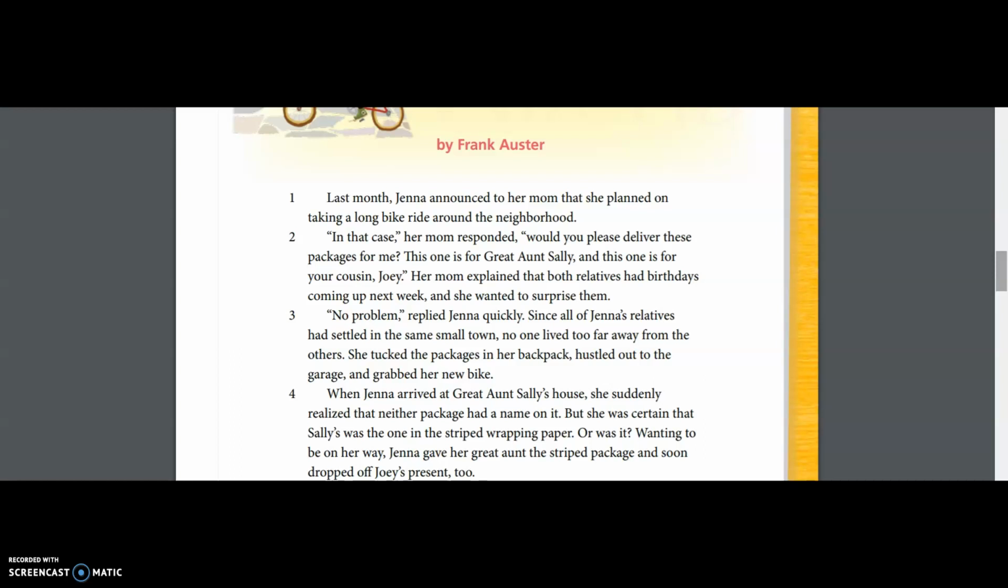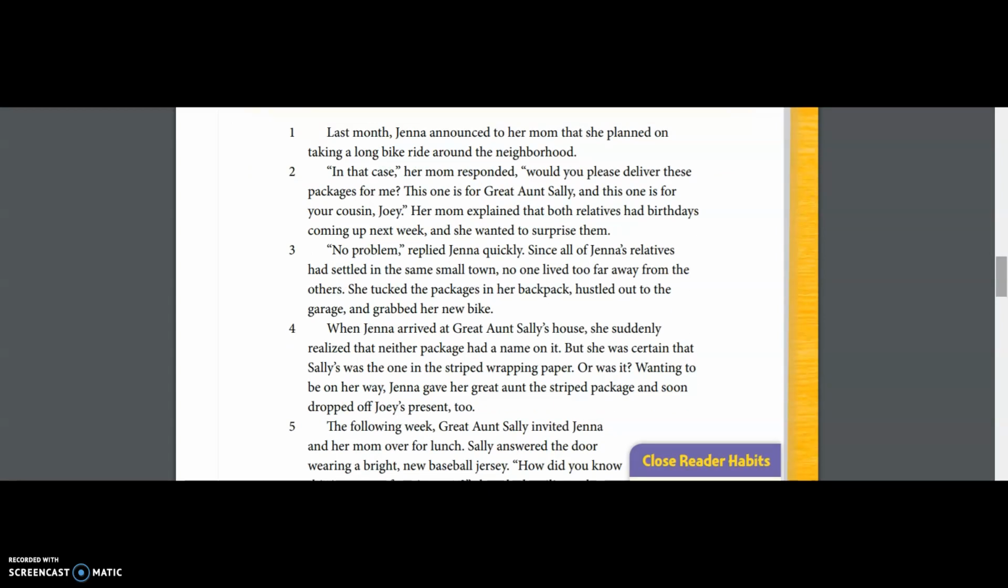You guys are doing a great job so far. Let's try this last comprehension question. Why does Jenna mix up the packages? So what is the reason behind it? What is her motivation for mixing up the packages? I hope you said that the packages do not have names on them. She gets to her aunt's house and she's like, oh man, is it the one with the stripes or without the stripes? And then she's in a rush and she forgets about it and moves on.